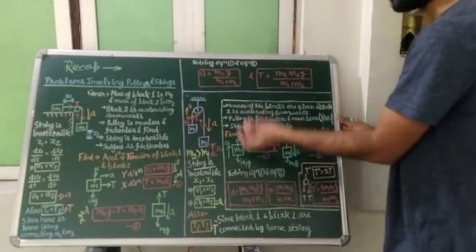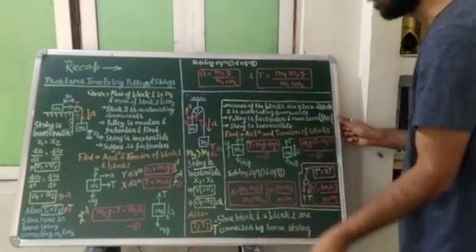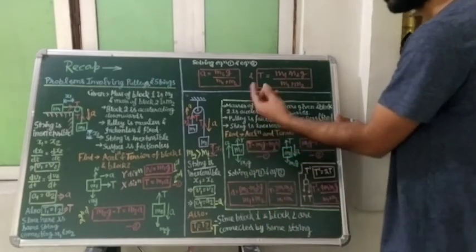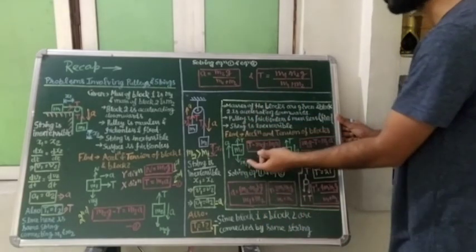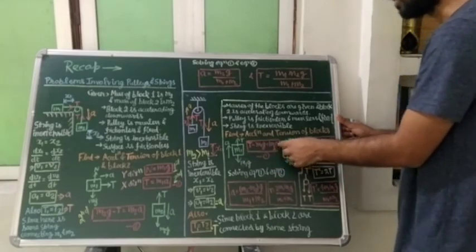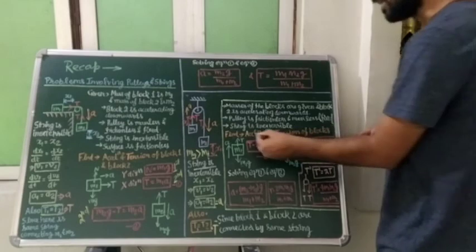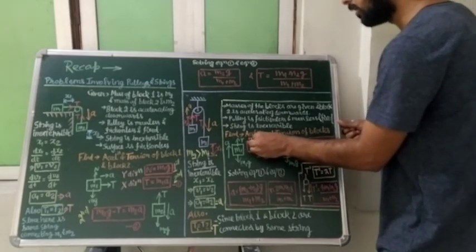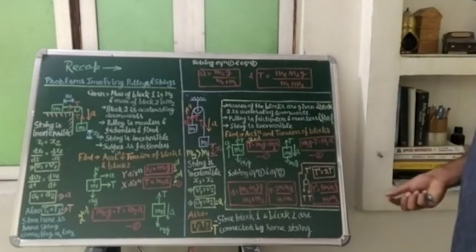You can take any direction as positive. Here we have assumed upside as our positive. So T minus m1g will give us m1 times a, by applying Newton's second law.